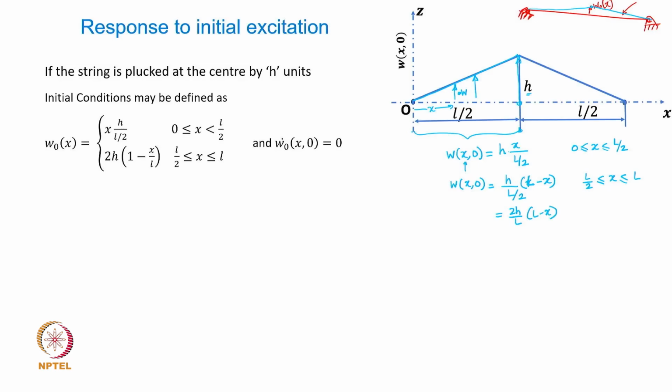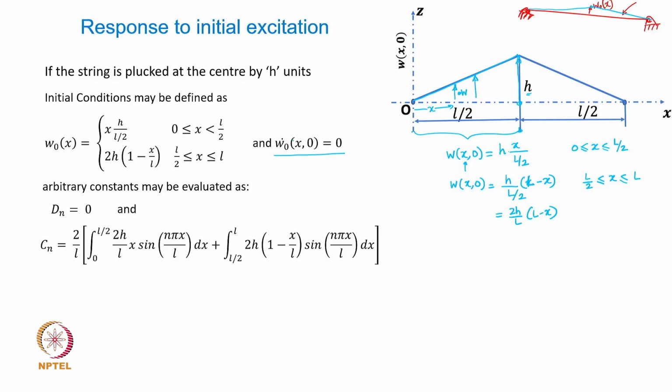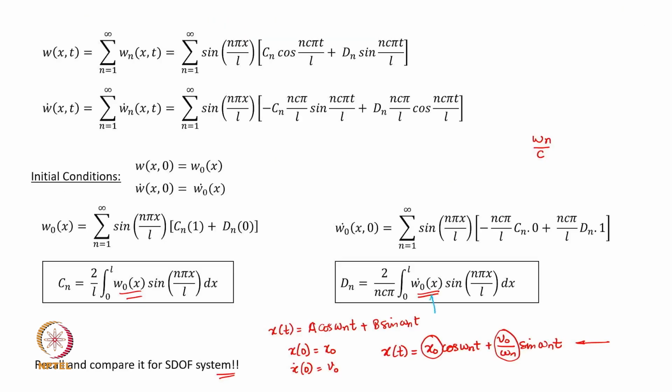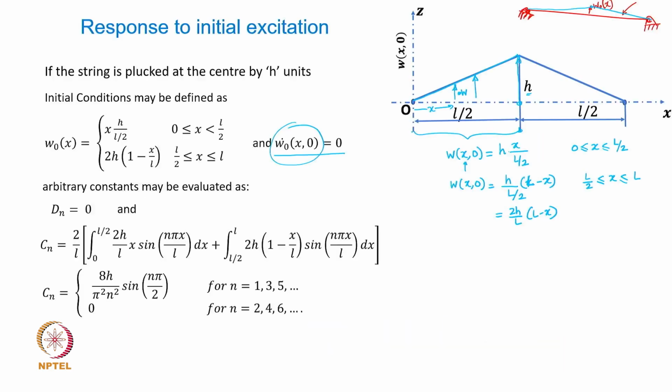Now these are all the prescribed initial displacement conditions, and because we are simply releasing it at t equal to 0, the initial velocity condition is obviously going to be 0 at all positions along the length of the string. Now if we substitute this into the expressions of Cn and Dn, we know that Dn is going to be 0 because you recall that in the expression of Dn, the initial velocity appears. Because w naught dot of x is equal to 0, initial velocity being 0, all the Dn's will be 0, and you will have to find out what the Cn values are.